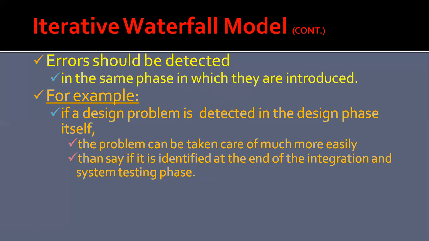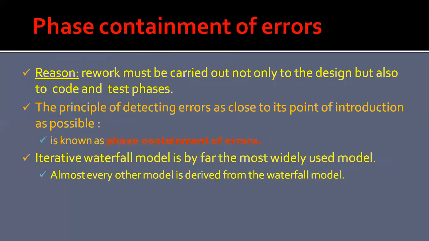Almost every life cycle model that we discuss is iterative in nature, except the classical waterfall model and the V model, which are sequential in nature. In sequential models, once a phase is complete, no work product of that phase is changed later. So here, the topic is the containment of errors within phases.